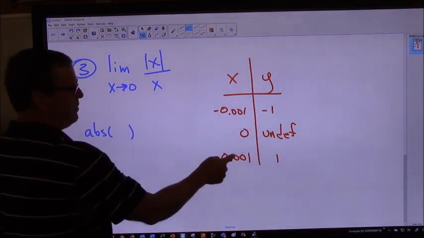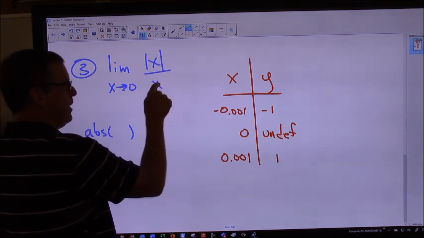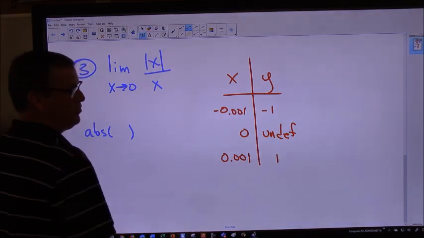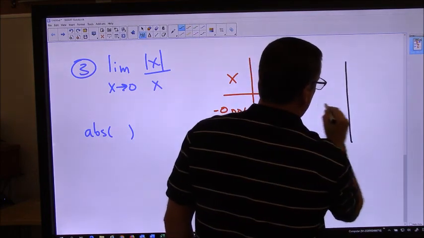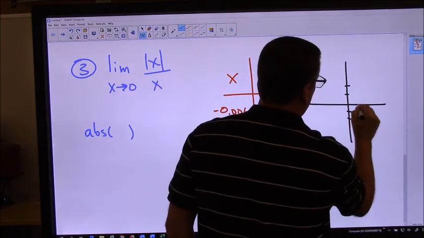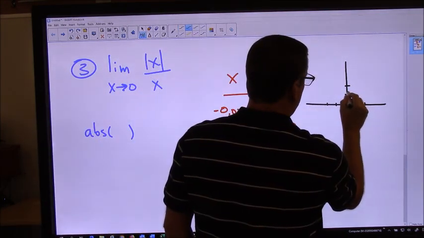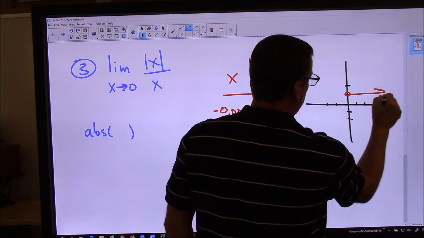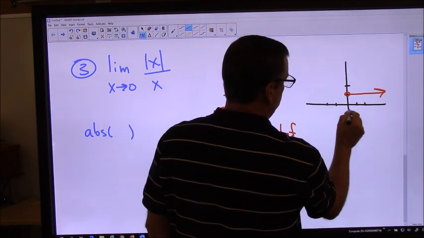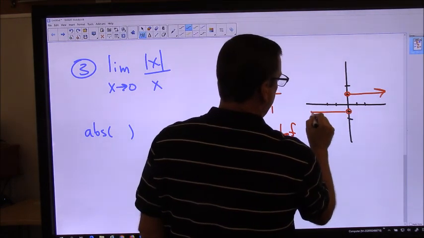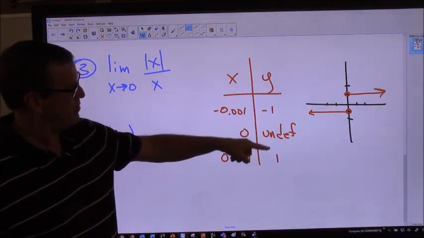And if I plug in a positive number, absolute value of something positive is positive, divided by a positive number. That's positive, so I'll always get a positive 1. So the graph of this function looks like this. We're undefined at x equals 0. For all positive numbers, I'm going to get 1 for a y value. For all negative values, I'm going to get negative 1. Are those getting close to the same number?